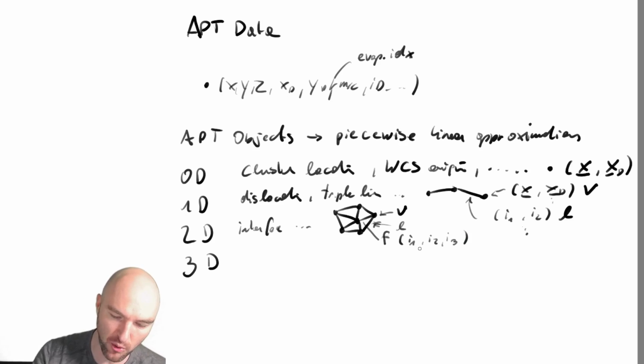And usually we only list the faces. We don't list the lines, because we can get from the faces to the lines just by permutating the individual indices.